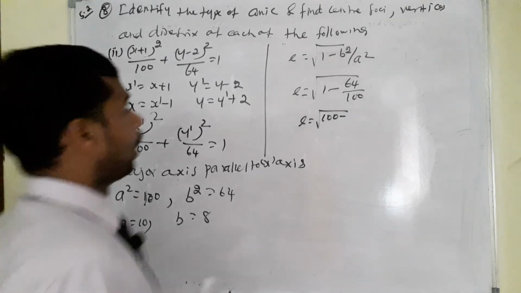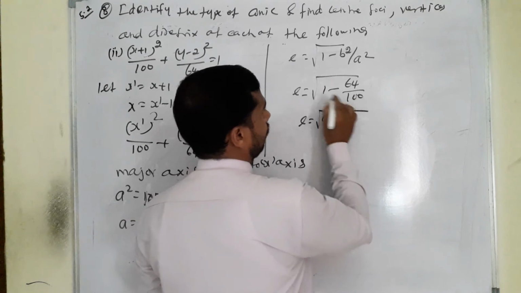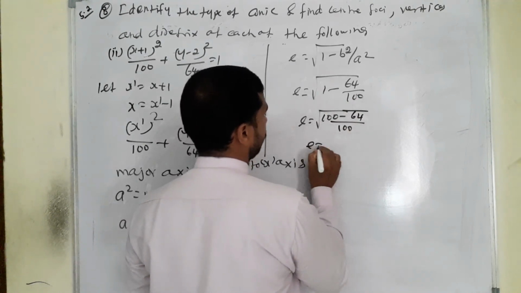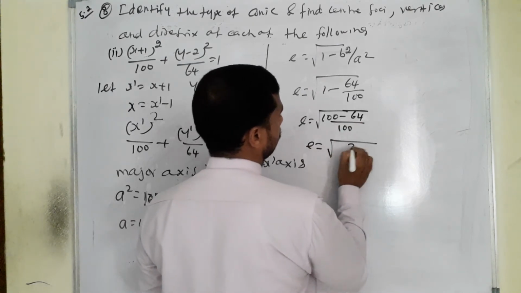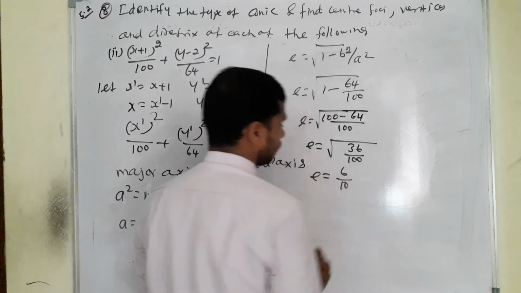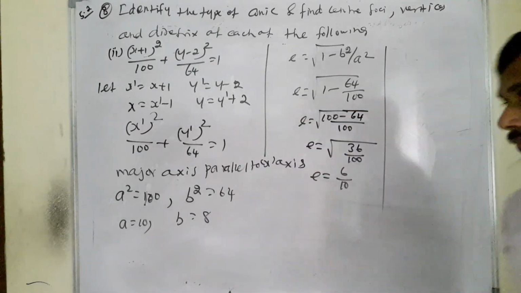So, how to find out? After getting 1 minus e squared, cross multiply 1 into 100, that is 100 minus 64 by 100. Therefore, e squared is equal to 100 minus 64, which means 36 divided by 100. Therefore, e is equal to 6 by 10.